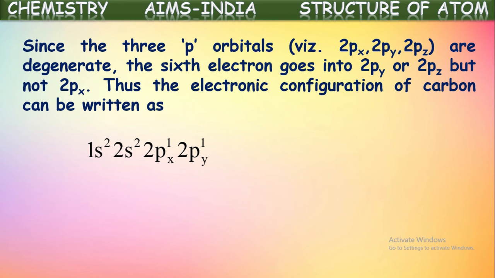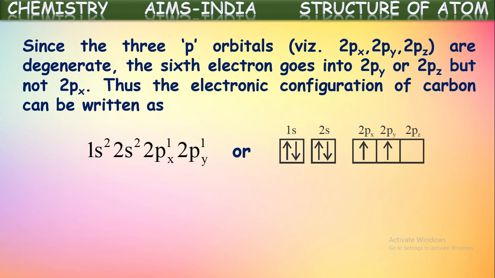Because in the p subshell there are 3 orbitals. First, these 3 orbitals should be occupied with 1 electron each. Then only pairing will take place. Okay? This can also be represented diagrammatically like this. So, see here, this sixth electron will not pair up with this already existing fifth electron. It will first occupy either of these two empty orbitals. After filling these empty orbitals completely with single electrons, then only pairing will start.